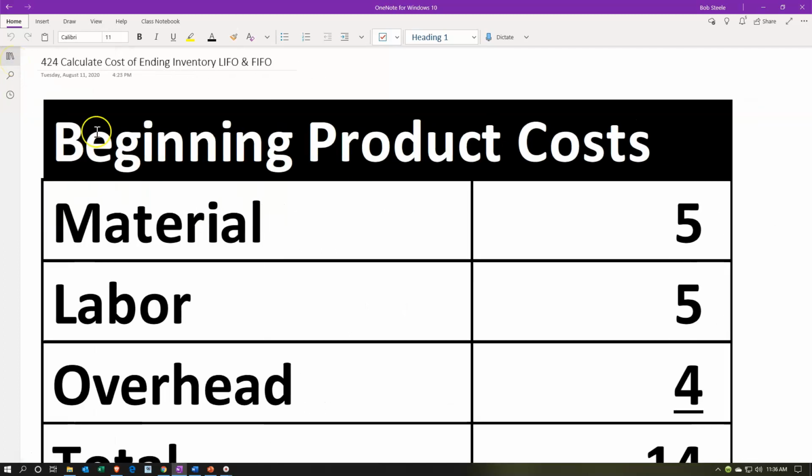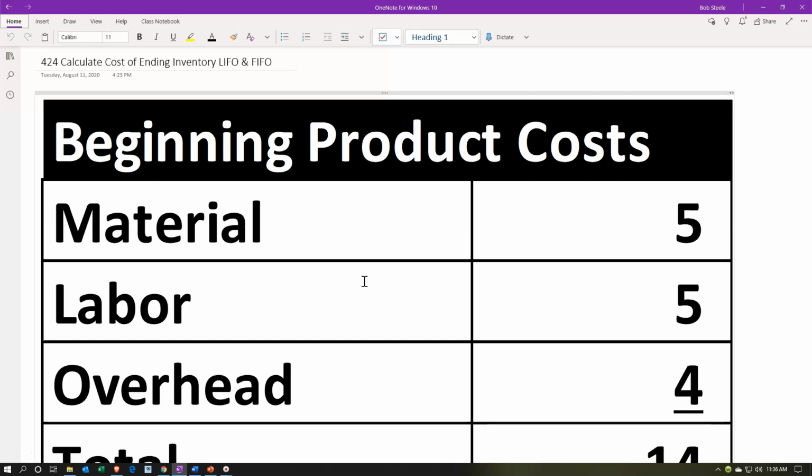Closing this information up, we have the information up top. We'll read through the information first, and then we'll look at it in a smaller version so we can work through it within our practice problem. We're going to be looking at last in, first out and first in, first out. Those are the flow assumptions that we are having.